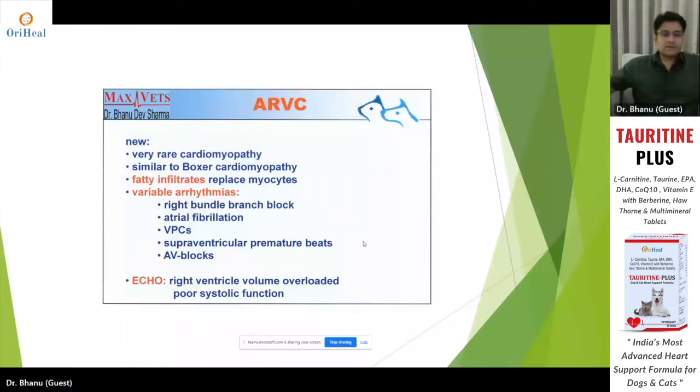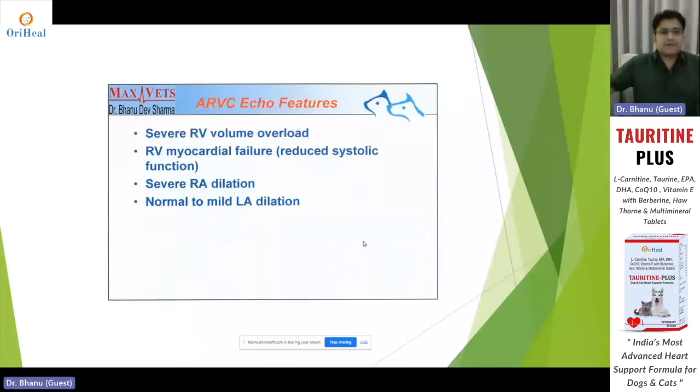So this is a disease of the right heart, and this is characterized by severe right ventricular volume overload, right ventricular myocardial heart failure. There is reduced systolic function. So this is a systolic dysfunction. There would be a severe right atrial dilatation, and in some of these cases there can be a mild to normal left atrial size, either the left atrial dilatation may not be there, or there can be a mild left atrial dilatation.